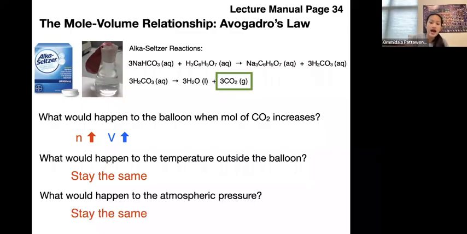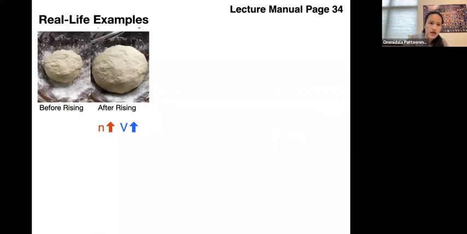So therefore, in this case, under constant pressure and temperature, we can say that the number of moles of gas and the volume are directly proportional to each other. Okay, so that's the relationship between these two. And a real life example of this would be bread rising, right?